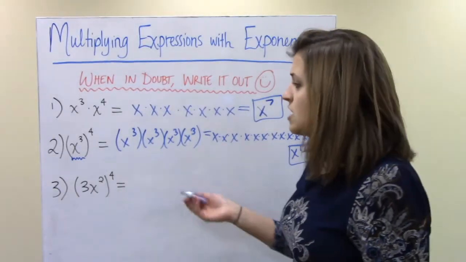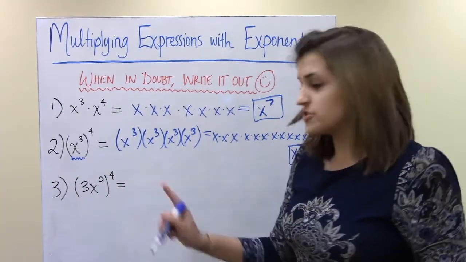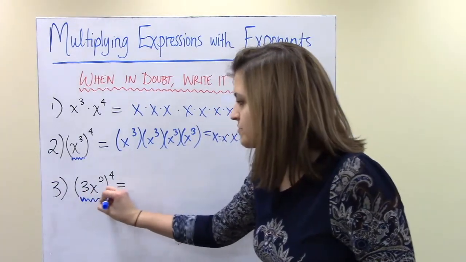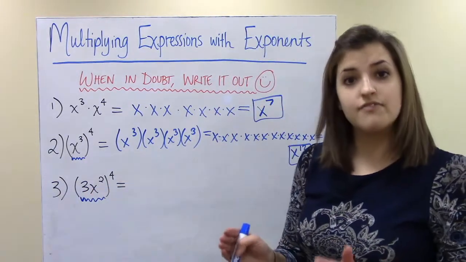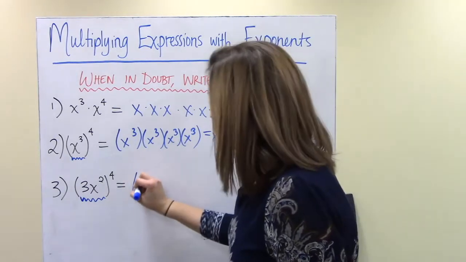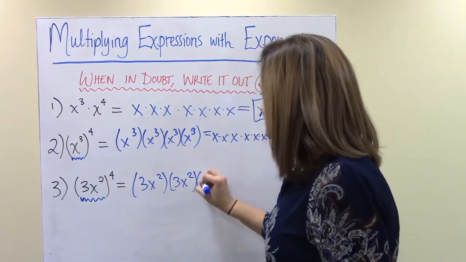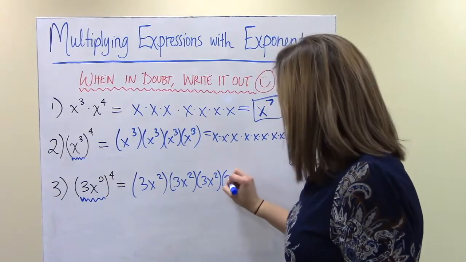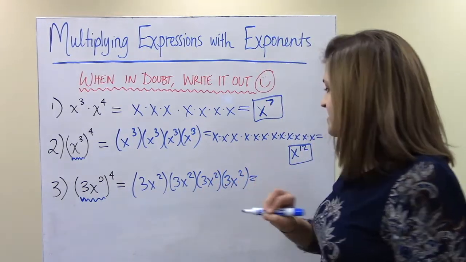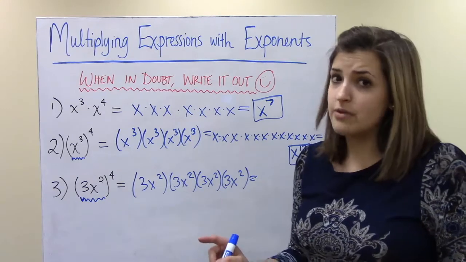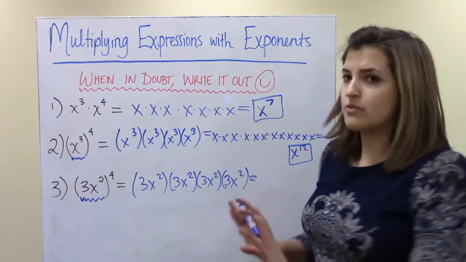All right, our third one, 3x squared to the 4th. So similarly, everything that's in these parentheses, we're going to be multiplying by itself 4 times. So that's 3x squared times 3x squared times 3x squared times 3x squared. You'll see where I'm going with this. And when in doubt, write it out. If you're unsure, write out the whole thing.